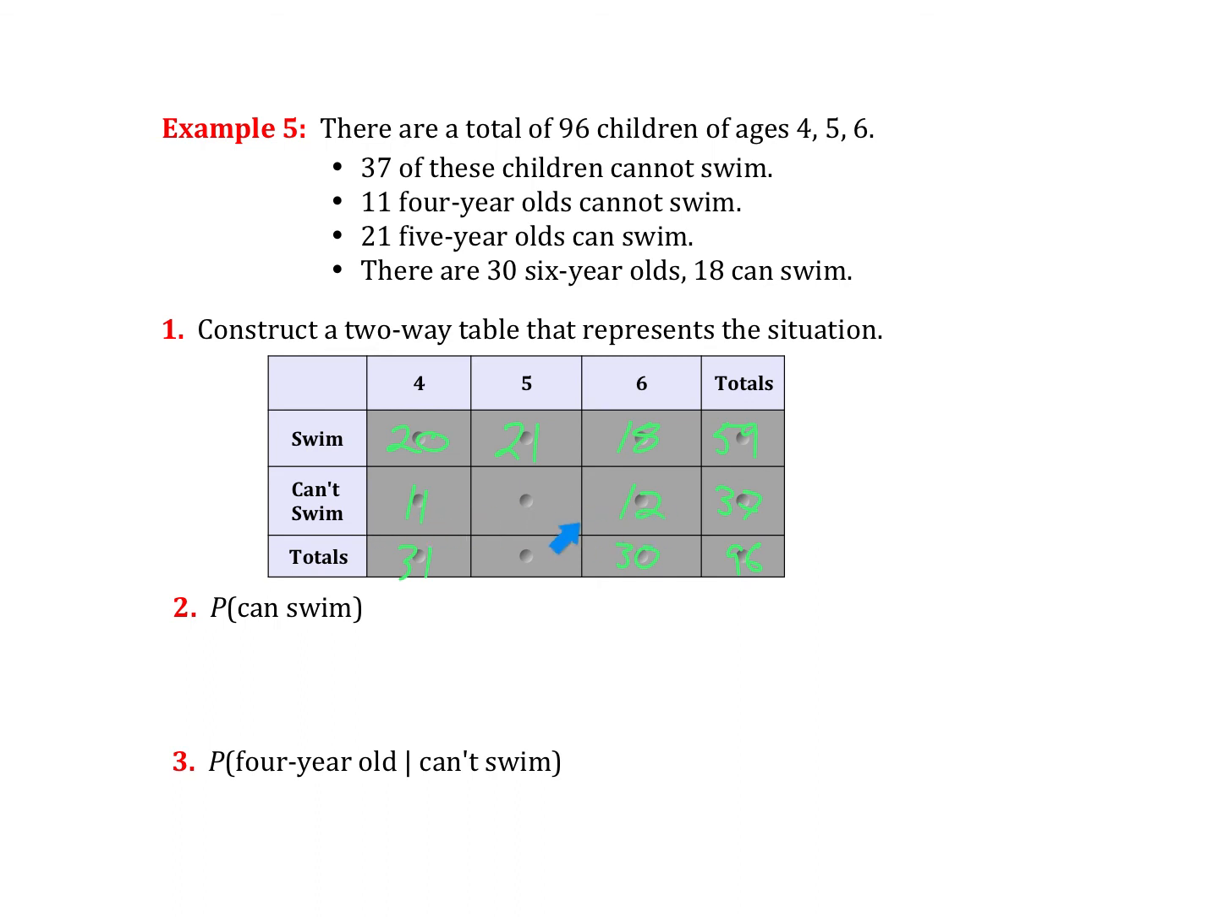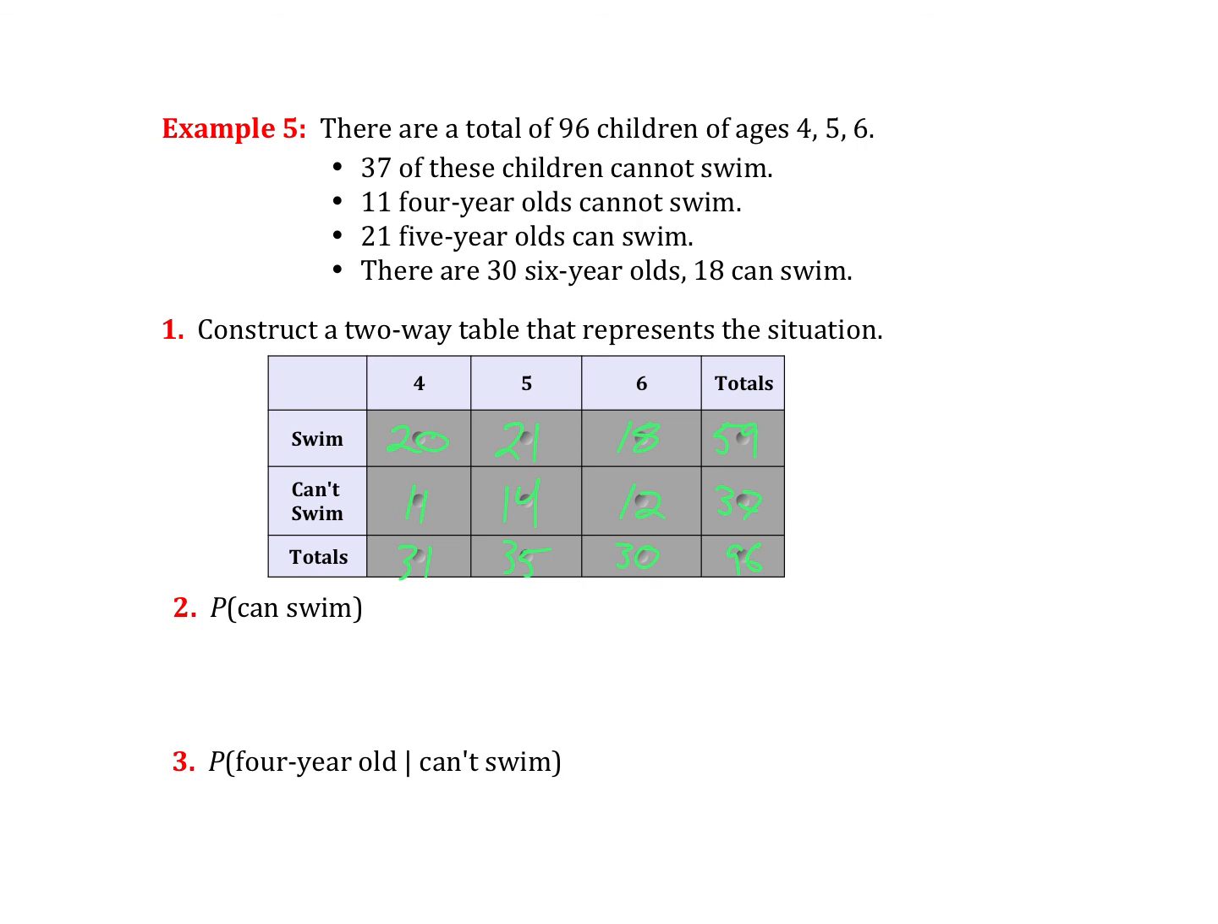I can go across the can't swim crowd. 11 plus something plus 12 has to be 37. Well, 11 plus 12 is 13. No, 23, sorry. So that means I'm short 14, so there should be a 14 here for the 5-year-olds who cannot swim. That's also going to help me figure out 21 plus 14. If I add straight down, I'd get 35.